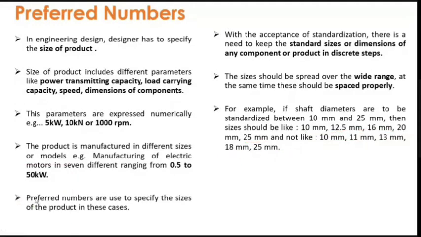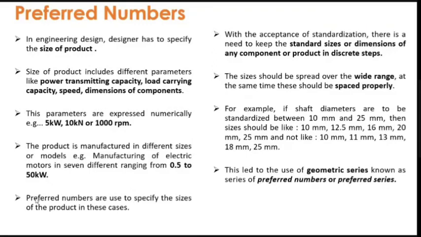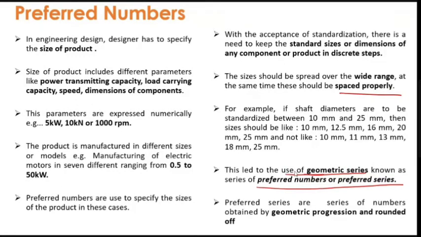So, considering all these parameters, preferred numbers are used. The geometric series is called a preferred number or preferred series. Geometric series means the series which you are using to properly space the range of a particular product; it is called a preferred number or a preferred series. Is the concept clear?